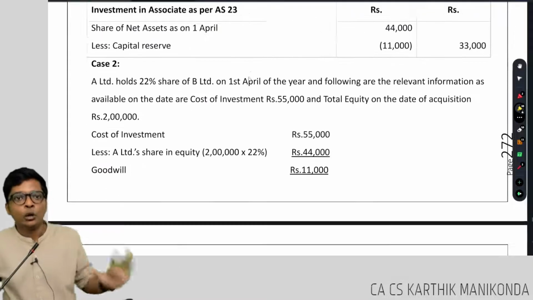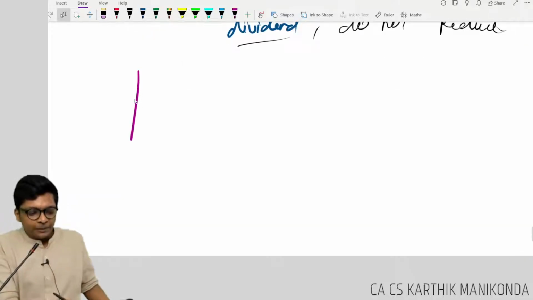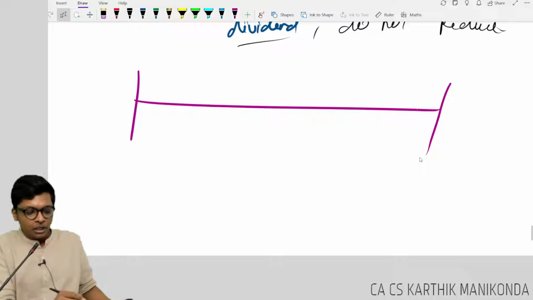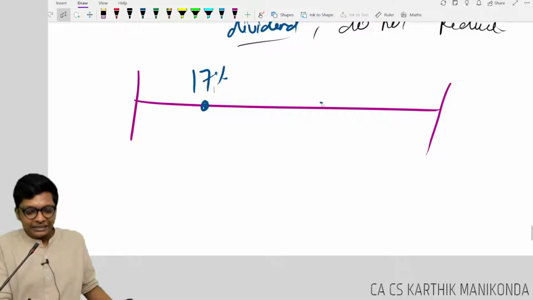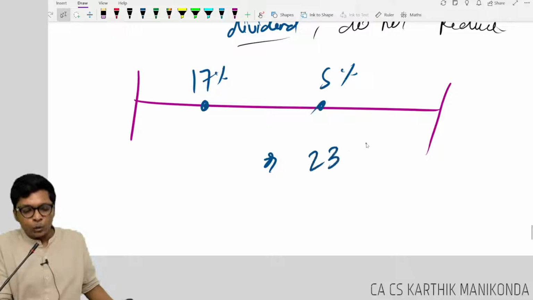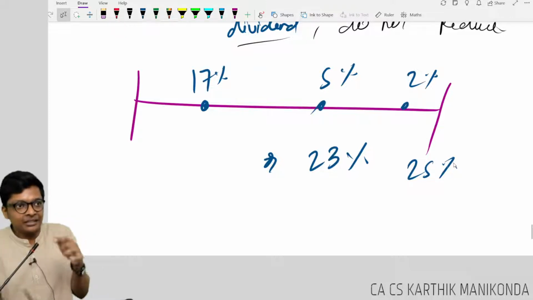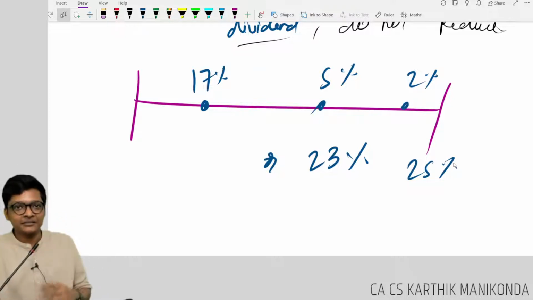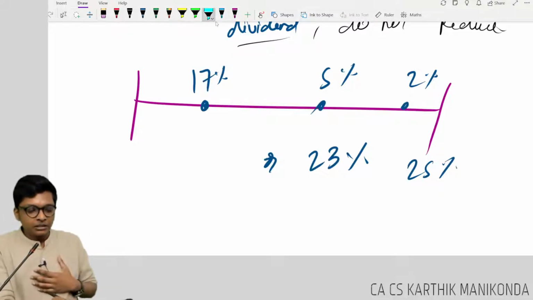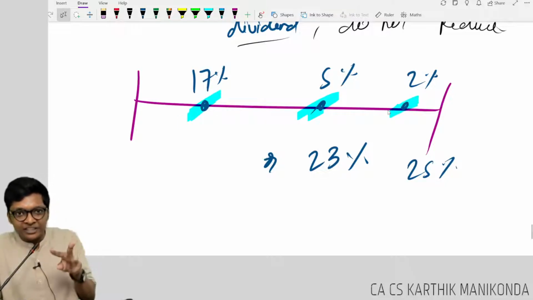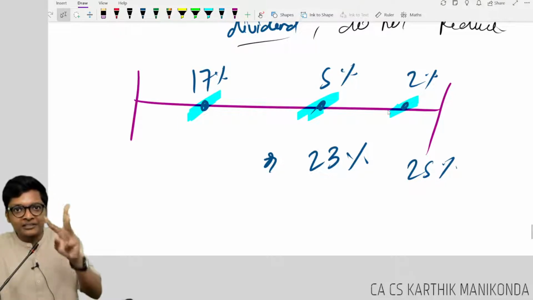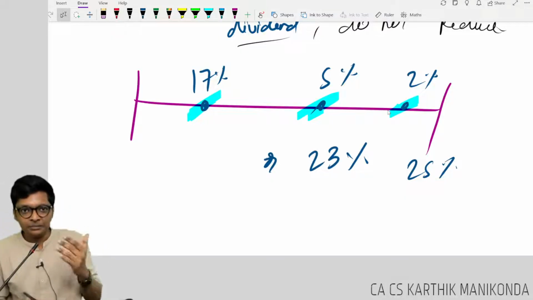Nothing is left except one concept. What is that concept? I won't say, unfortunately, because it's easy. What if in the middle of the year I got 17%, then again after a few months I got another 5%. Now it became 23%. Then again I got 2%, it became 25%. This is called step acquisition. In consolidation of subsidiary, we don't have this. We have it, but not in the syllabus, correct? But here we have it in the syllabus, meaning, sir, what if I have different dates of acquisition? Then you have to compute goodwill or capital reserve 3 times in this case. That is the only concept pending, but I will do that last.